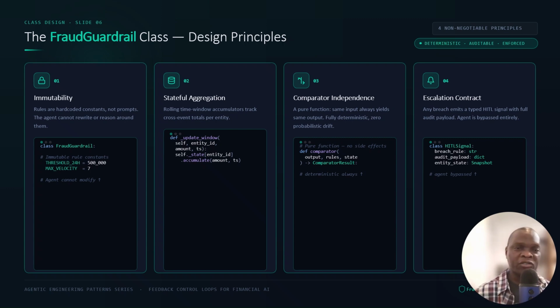Very true. And if you look at my screen, you can see on the slides the four areas: the immutability, stateful aggregation, the comparator independence, and the escalation contract.